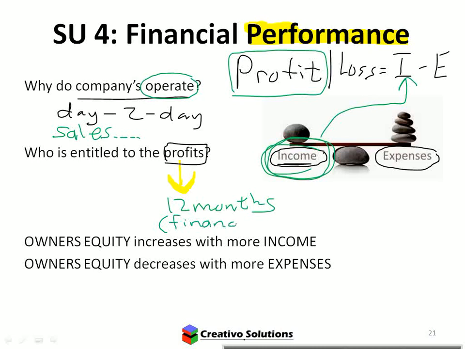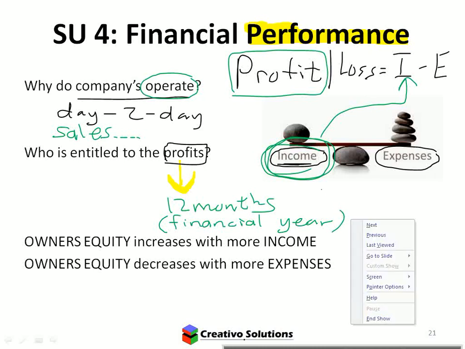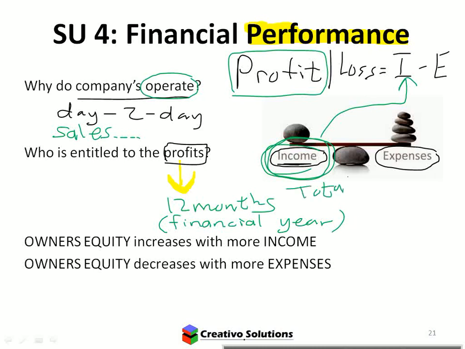So businesses look at the entire year. What did they do over the 12 months? Not what did they do today, or last week or this week. It's what happened during the entire year. What was the total income for the year, and what was the total expenses for the year? If the one exceeds the other, we'll have a profit if income is bigger, or a loss if expenses are bigger.